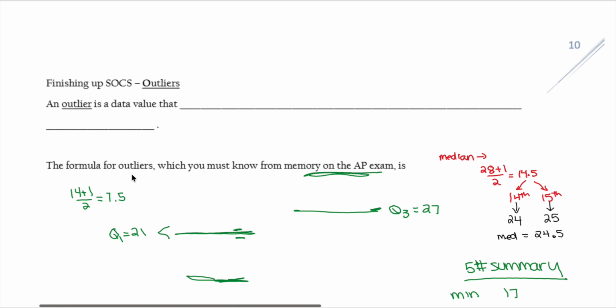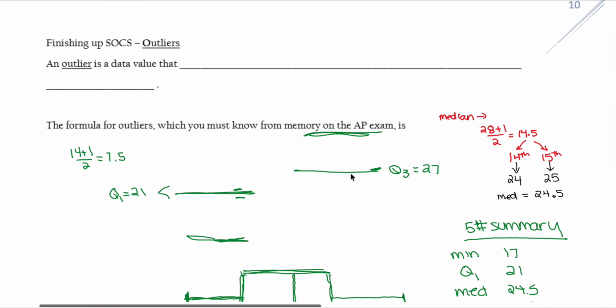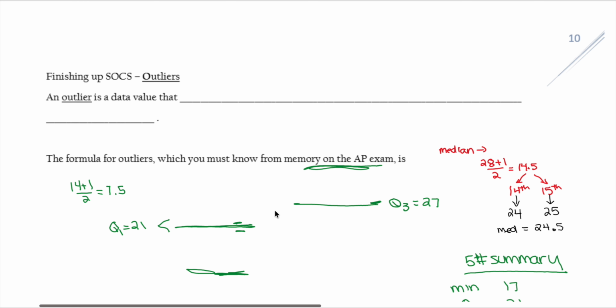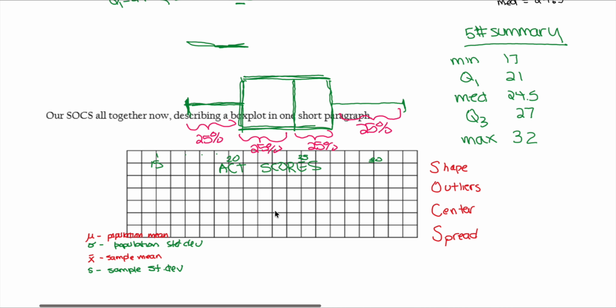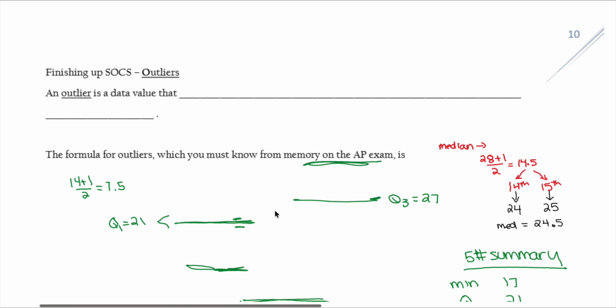So the formula for outliers, which you must know from memory on the AP exam, is Q1 minus 1.5 IQR and Q3 plus 1.5 IQR. Sorry about the messy notes in here. The format just went completely wrong, but just jot down what I said: Q1 minus 1.5 IQR and Q3 plus 1.5 IQR.